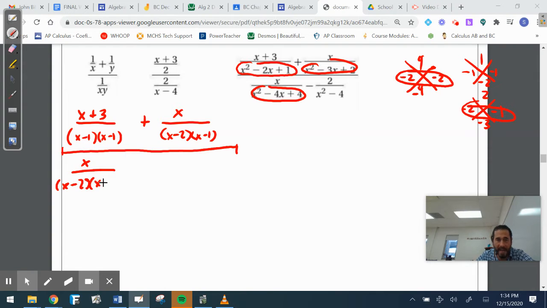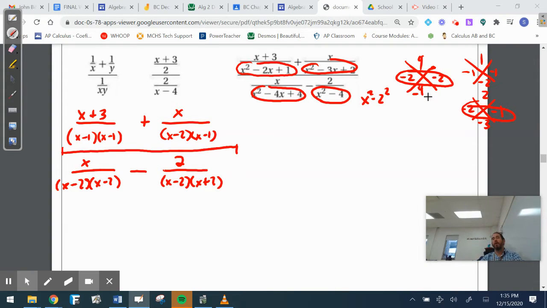Now, if you're not good at factoring these super duper fast, you must come in for extra help. That guy there, that's a difference of squares. Remember, that's x squared minus 2 squared, which means that's x minus 2 times x plus 2. Whew, a lot to take in. I'm already going to erase some of this stuff.